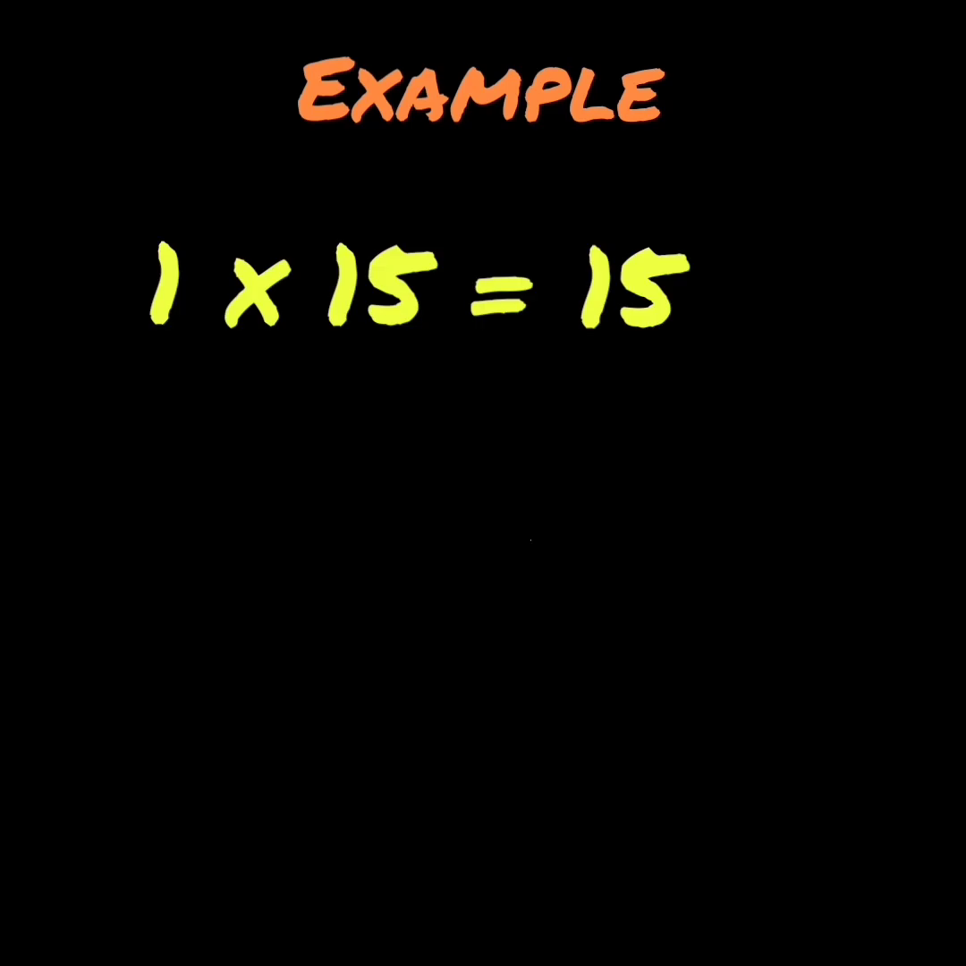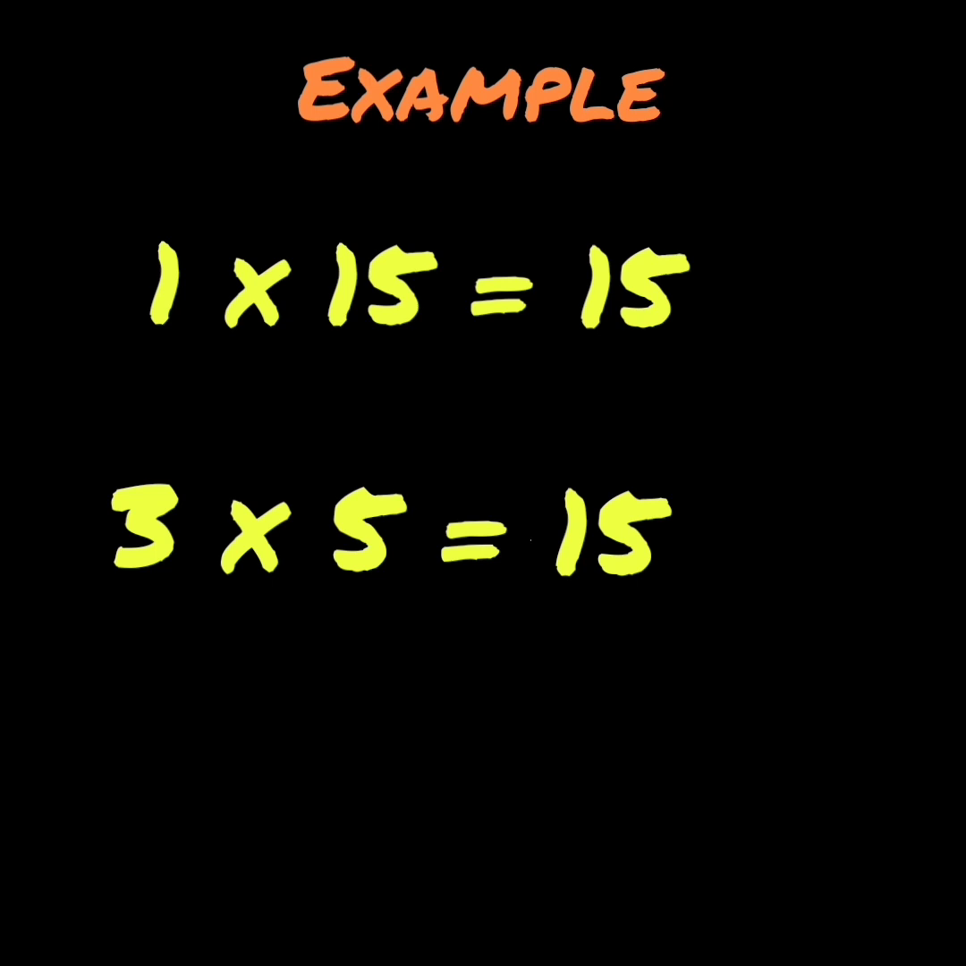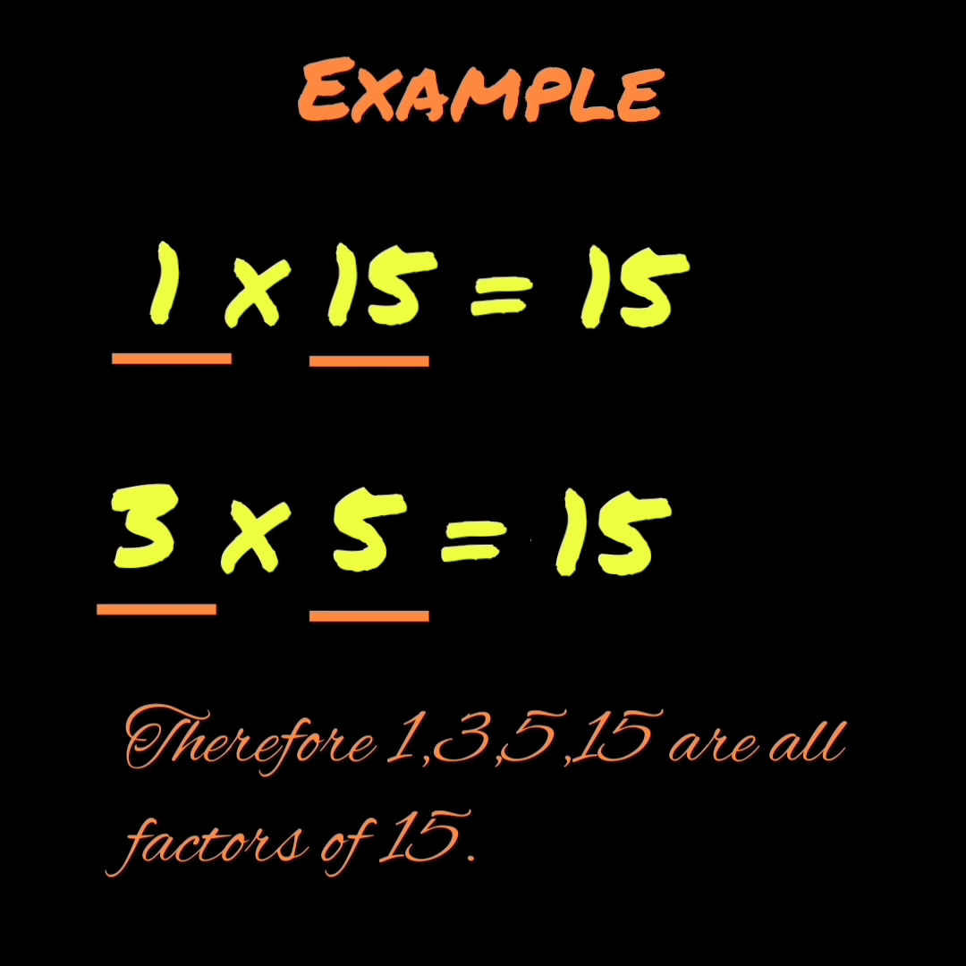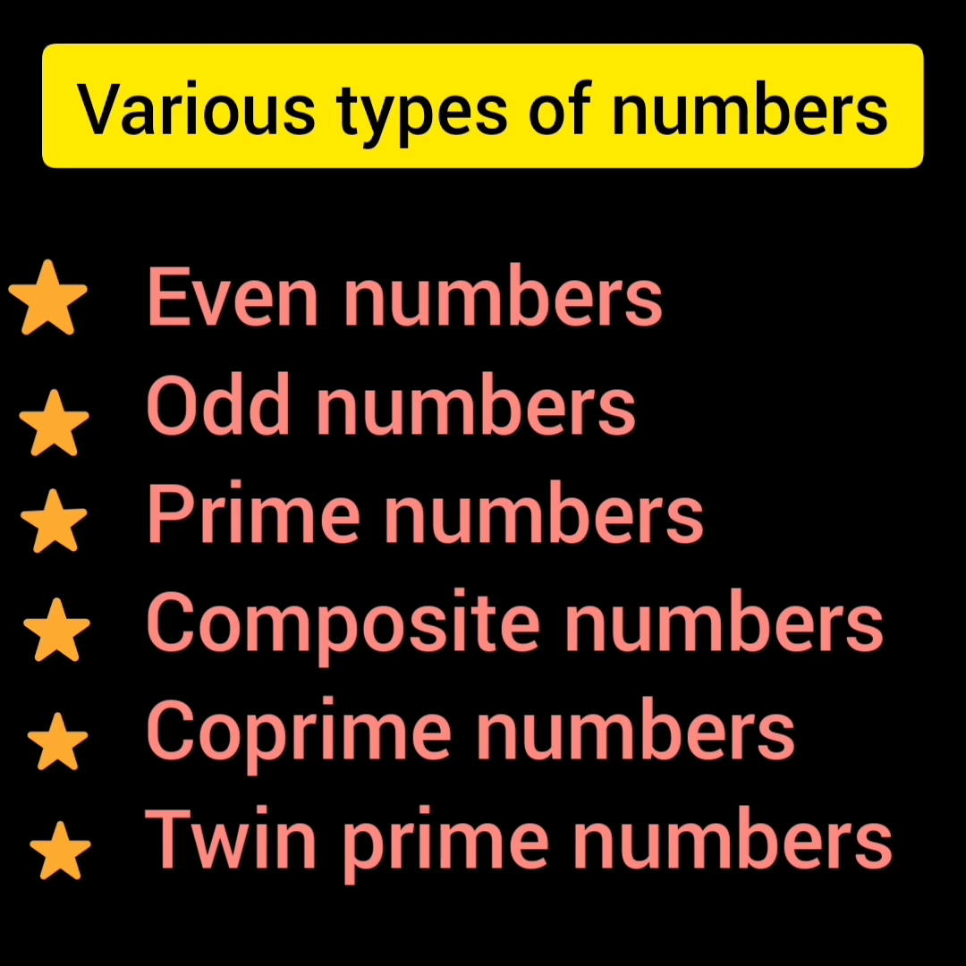We know that 1 15s are 15 and 3 5s are 15. This shows that each of the numbers 1, 3, 5, 15 exactly divides 15. Therefore, 1, 3, 5, 15 are all factors of 15. In other words, we can say that 15 is a multiple of each one of the numbers 1, 3, 5 and 15.